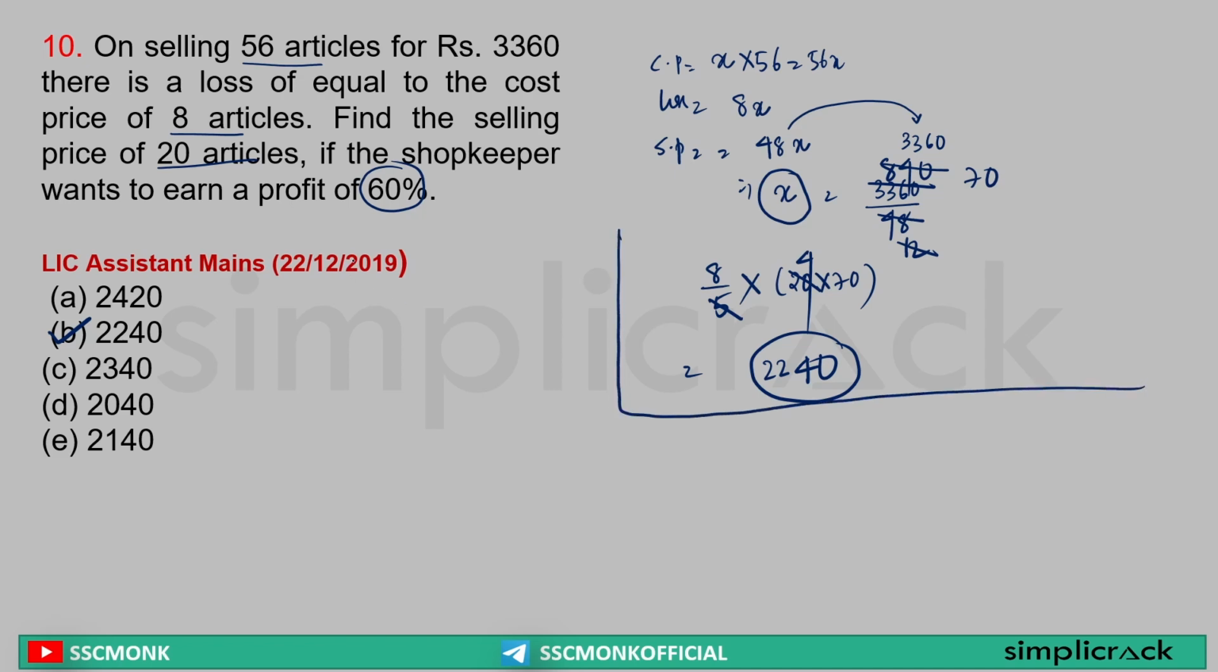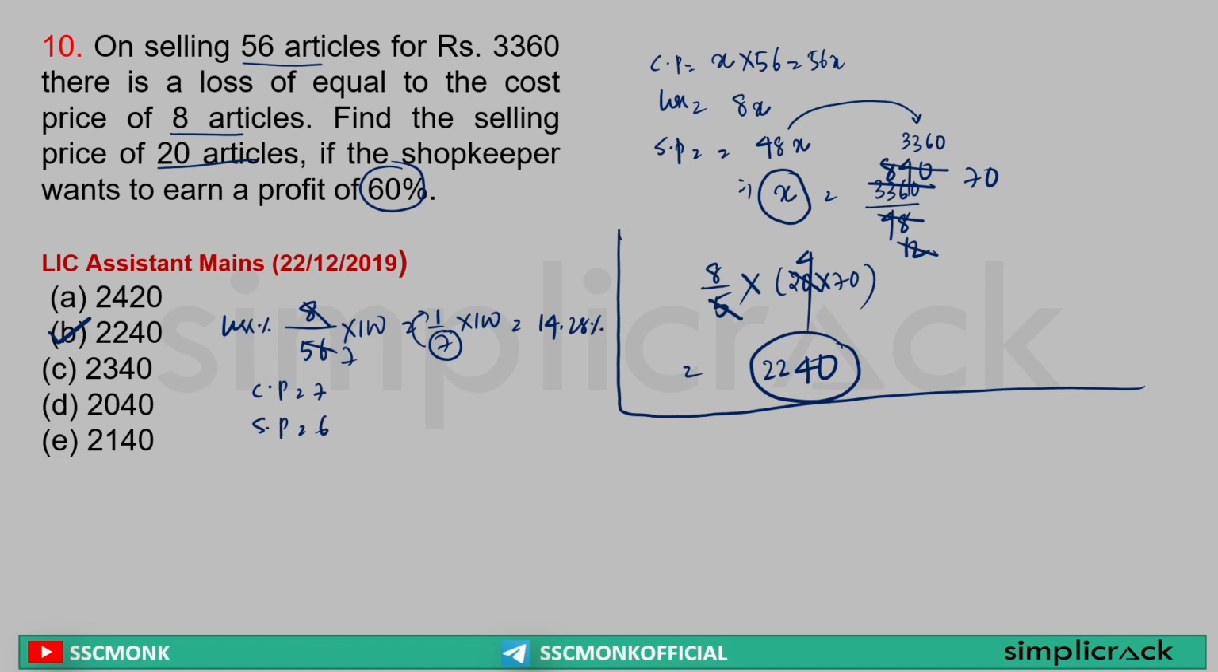Sir, loss of 8 articles on the selling of 56 articles. That means the loss percentage is 8 by 56, which is 1 by 7 into 100, or 14.28%. This is the loss percentage. That means, sir, if this is the cost price and this is the loss, the cost price will be 7 and the selling price will be 6. Yes or no? Yes.